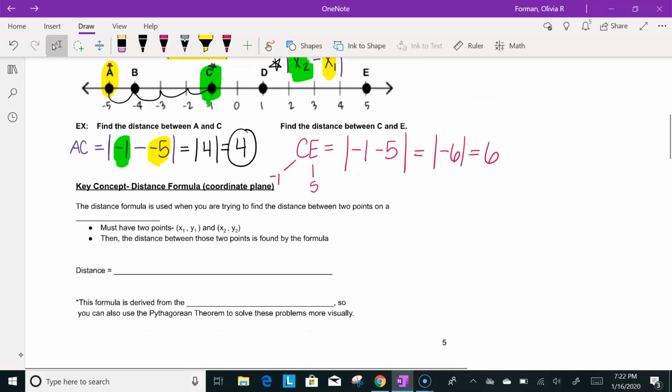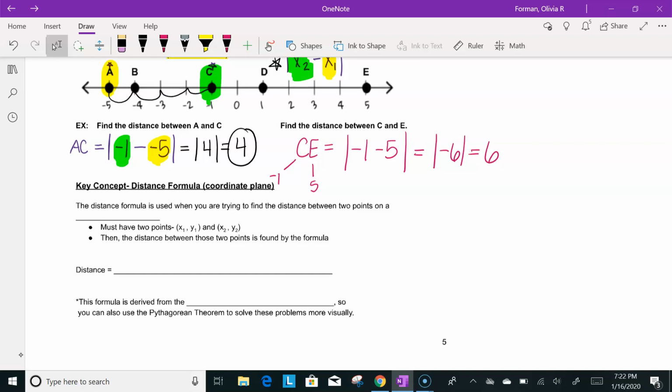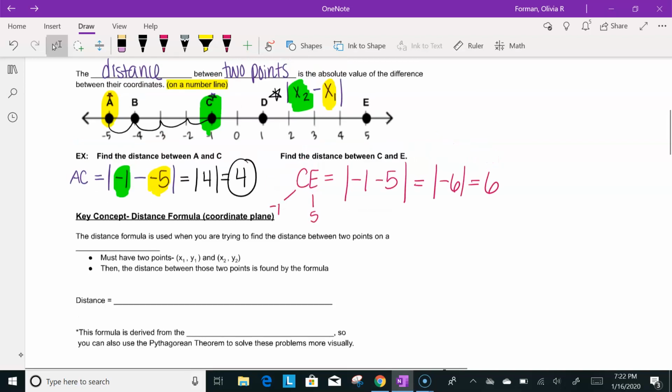So that is just a one-dimensional distance, either horizontal or vertical, a straight line left and right or a straight line up and down. Just kind of counting boxes.